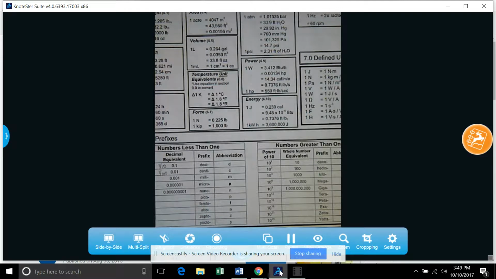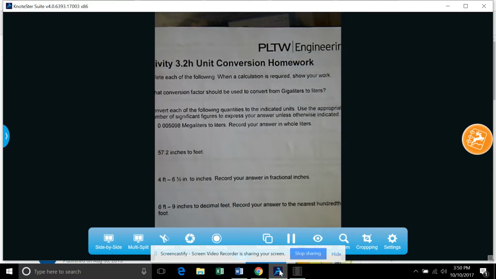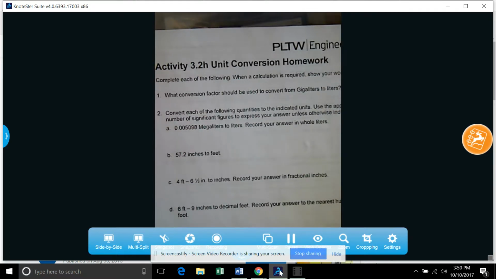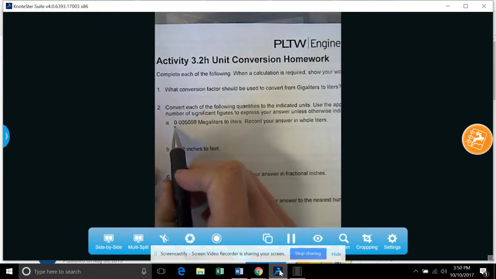So let's do one real quickly together. I'll show you a simple one. The first one I'm going to do is on this sheet, and you're going to get this sheet also from your instructor. I'm going to do number 2, actually. It says we've got the strange number 0.005098 megaliters to liters. We want to convert that.